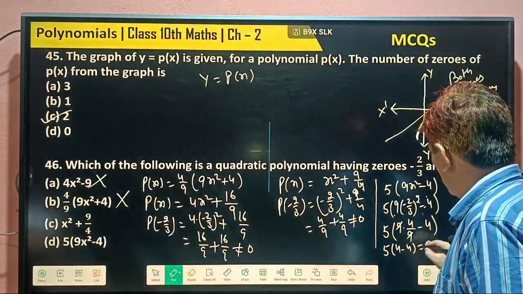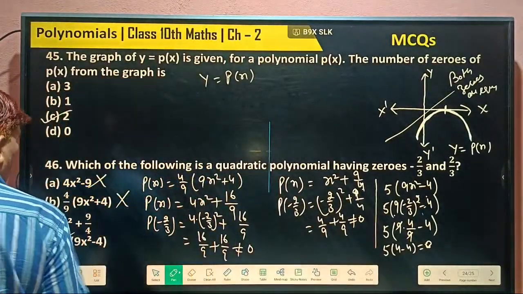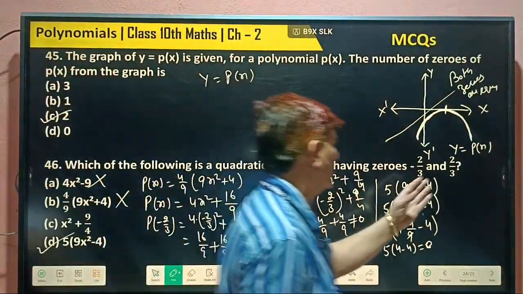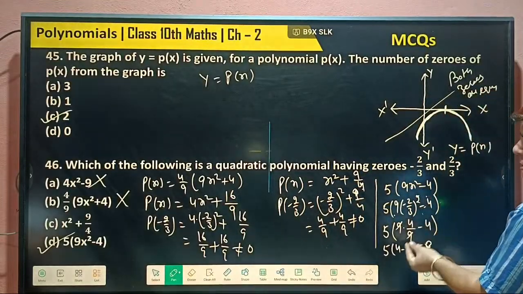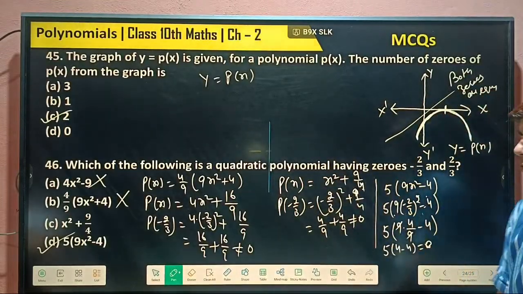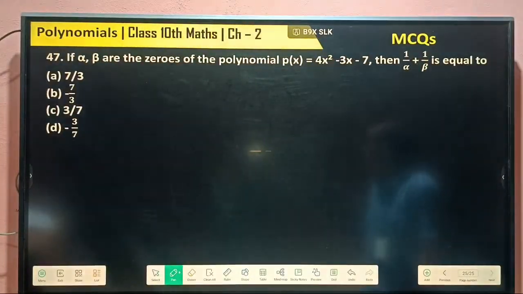Equal to 0. So this is the polynomial whose zeros are these. Either you can put the value, or this square is always equal to 4 by 9. So what's your answer? D is your answer. Got it?